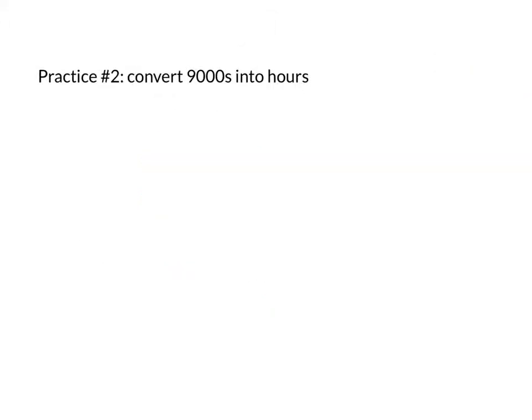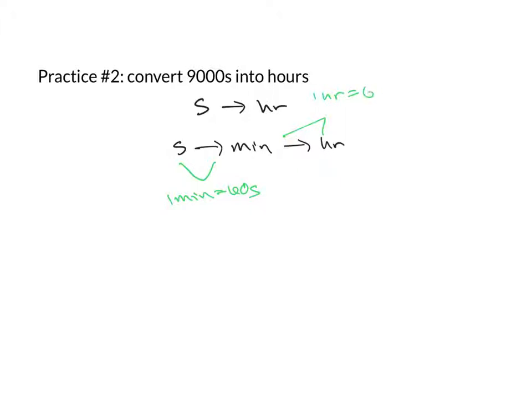In the second practice problem, it asks us to convert 9,000 seconds into hours. And some people do know a conversion factor for these two, but if you don't know it off the top of your head, there is a middle step you could go to instead. So we're going to demonstrate how you can go from seconds into minutes and then minutes into hours. So we're going to use this step instead. So we know that in 1 minute, there are 60 seconds. And then secondly, we know that in 1 hour, there are 60 minutes.